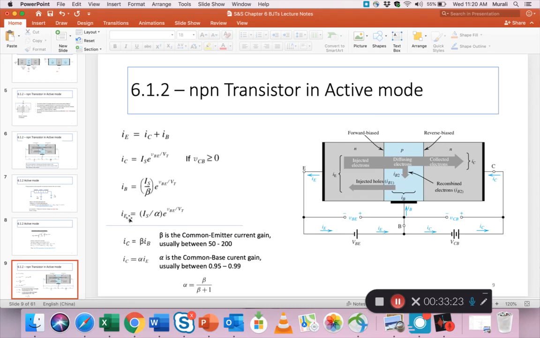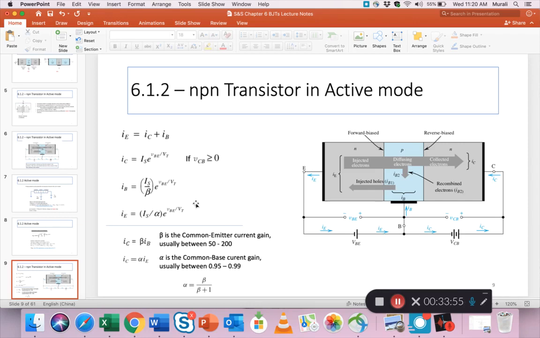Similarly, for the emitter current, instead of just having that diode relationship with IS, we have something called alpha introduced: IS by alpha. So IC, IB, and IE all have that diode exponential relationship for the currents, but in this case it's not a straightforward copy of the diode relationship. Here we bring in these two factors called alpha and beta. Alpha and beta are given by the manufacturer.